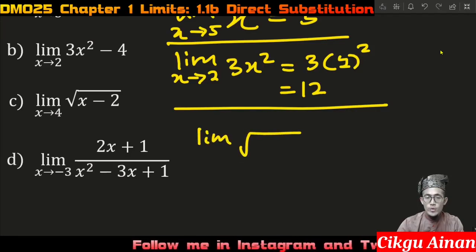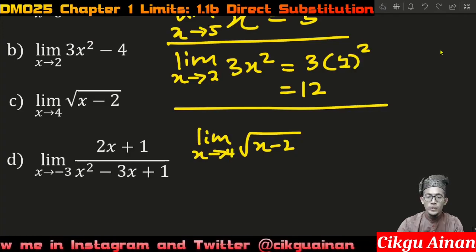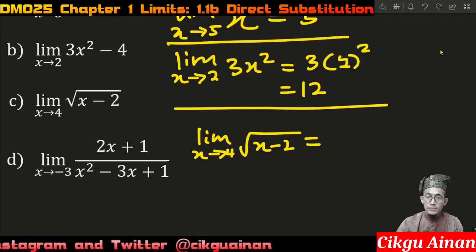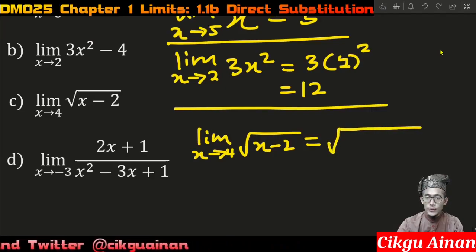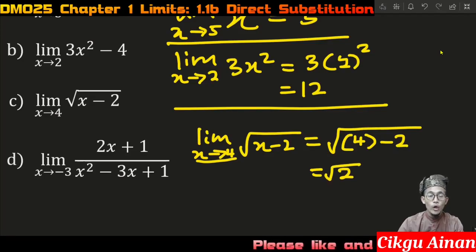The limit of the square root of x minus 2 as x approaches 4. Now for this one, more or less the same thing. We take the square root of what the x is. x approaches 4, so 4 we substitute, minus 2. So 4 minus 2 is 2. The answer is the square root of 2.